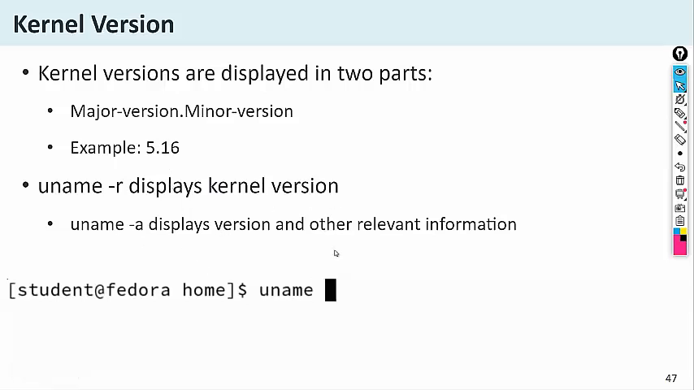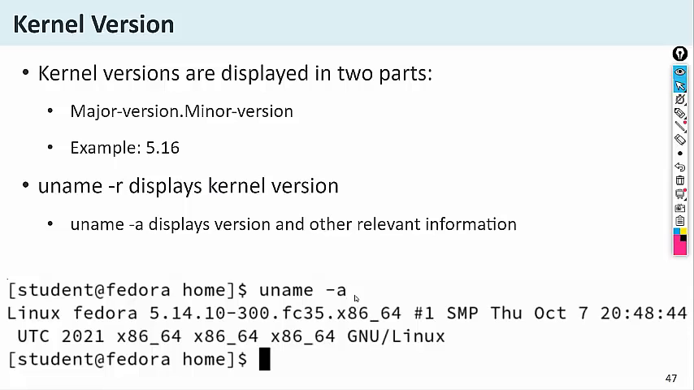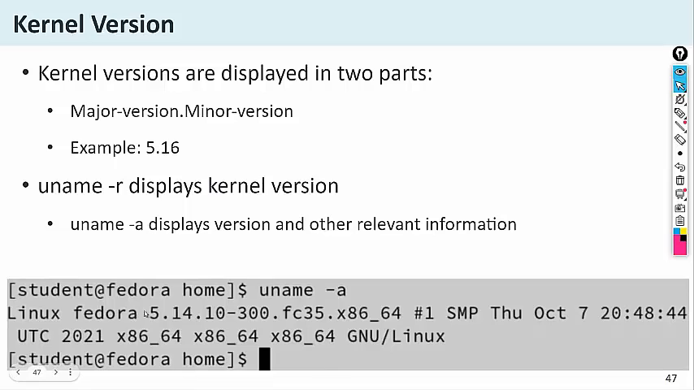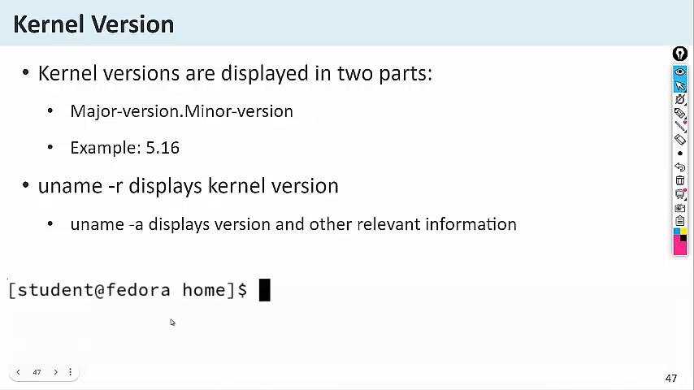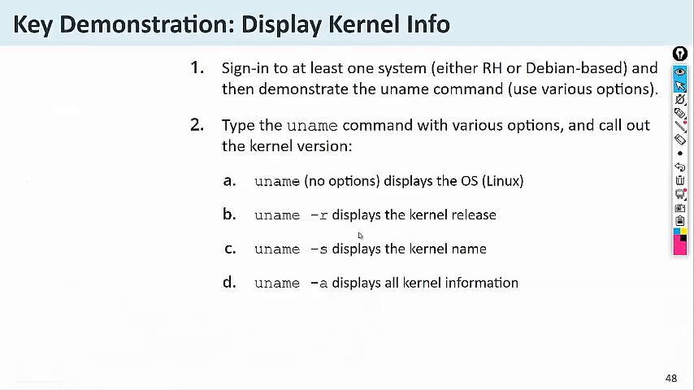If you want to check the kernel version, you can run the command uname -a. It displays the version, like Fedora 5.14. This command can be used after you log in to a Red Hat or Debian-based system such as Kali Linux or Ubuntu. Then you can run uname: -r displays the kernel release, -s displays the kernel name, and -a displays all the kernel information.